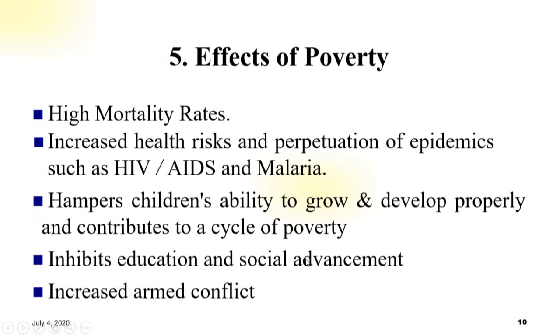One more point is the last point of the chapter, effects of poverty. At the moment we talk about the causes of poverty, but in here we talk about effects of poverty. The first one is high mortality rate. High mortality rate means high death rate. The word mortality means the state of being subject to death.